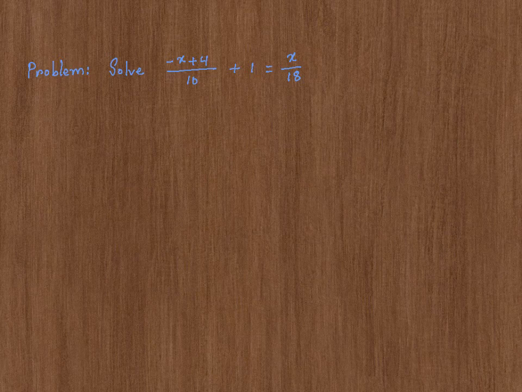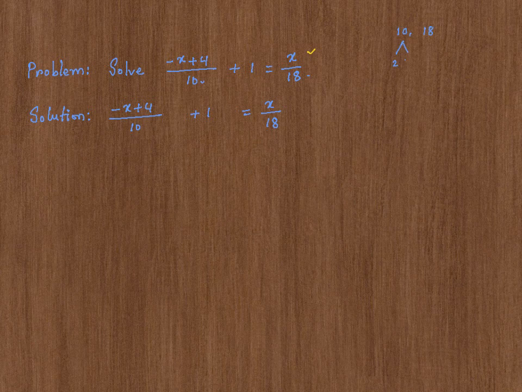In this video, I am going to solve for x in this given equation. The easiest way to solve for x in this equation is to get rid of the denominators. We have two denominators, 10 and 18. So 10 and 18. What is the LCD of this?